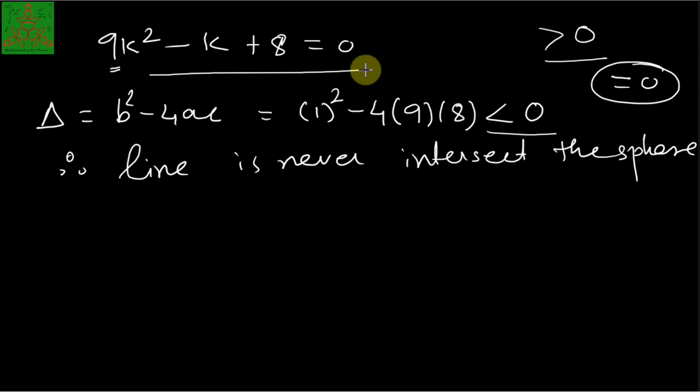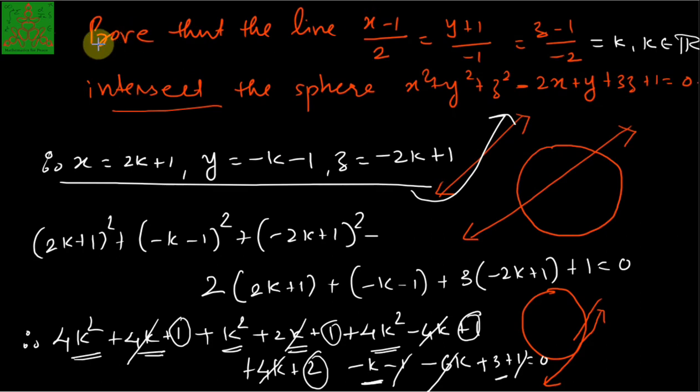So that's why this line which we have here never intersects, so it is not intersecting this sphere. So that is the second example we have. Let's have the next example.